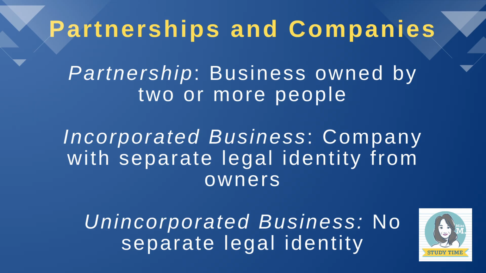The concept of unincorporated business: these are businesses that do not have a separate legal identity from their owners. So this includes sole traders and partnerships. In unincorporated businesses, the owners are personally responsible for the business debts and liabilities. On the other hand, incorporated businesses are companies that have a separate legal status from their owners, which means that the company itself is a legal entity separate from the individuals who own it, which provides the owners with limited liability, protecting their personal assets from the company's debts.